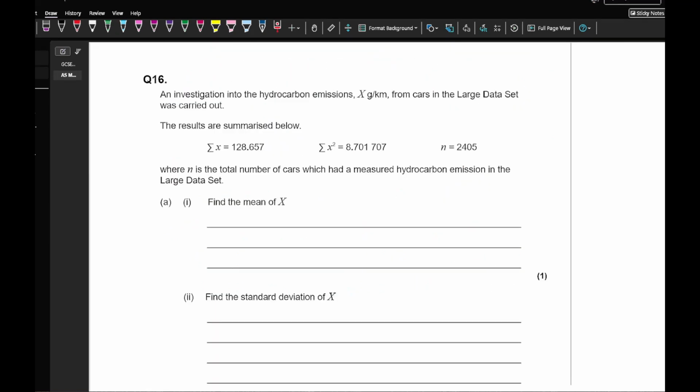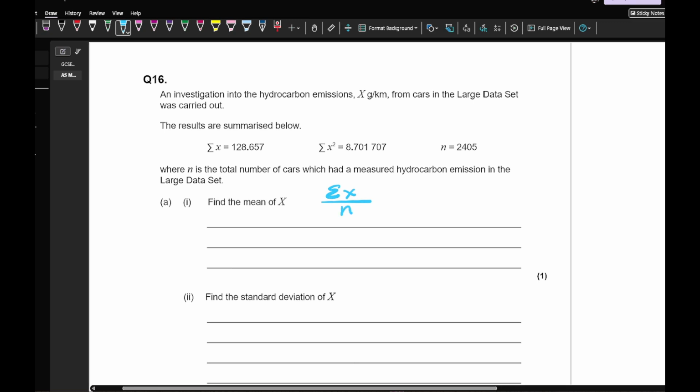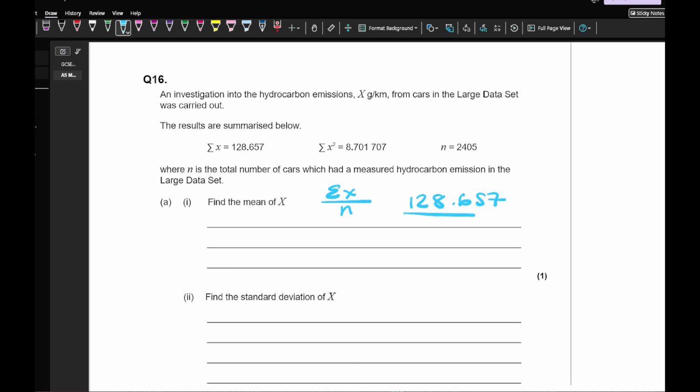Now, moving on to question 16, it says an investigation into the hydrocarbon emissions from cars in the large dataset was carried out. The results are summarized below. It says n is the total number of cars which had a measured hydrocarbon emission in the large dataset. And question AI is asking us to find the mean of x. Well, to find the mean of x, what I need to do is the sum of x over n. So for this, all I need to do is 128.657 divided by 2405. I type that into my calculator.